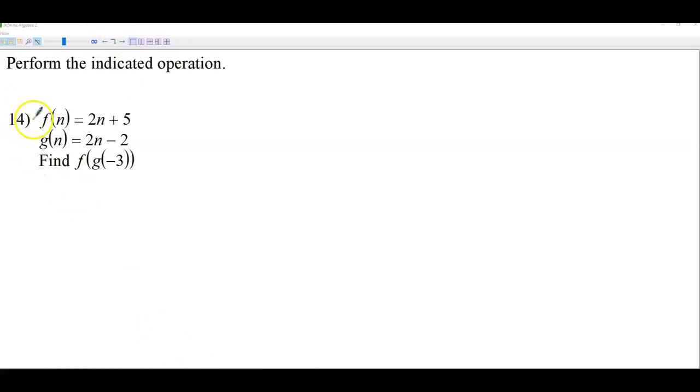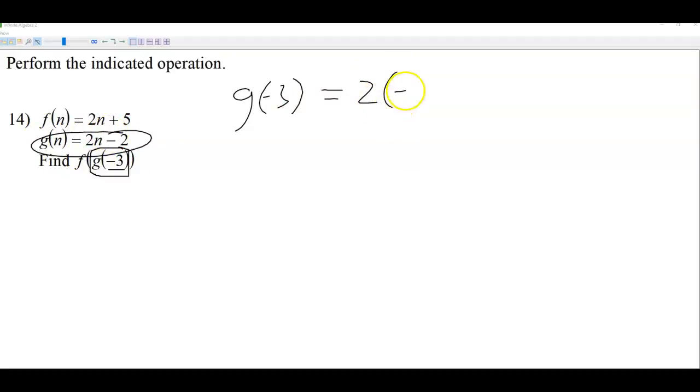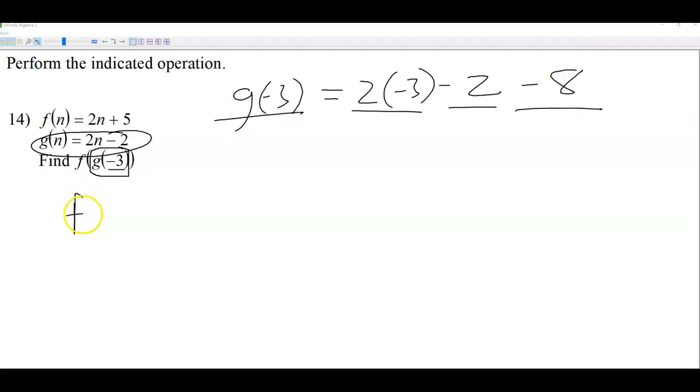One more. This one's a lot like number 12, but once again, instead of an x, there's a number. So how I like to do this is I like to start with the inside function, just looking at g of negative 3. I want to find out what g of negative 3 is. Well, to find that, I would take my g function, and I replace the n value with negative 3. In other words, just plug it in. So I get negative 6 minus 2, which is negative 8. So apparently, g of negative 3 is negative 8. So now that means I can replace this g of negative 3 with what it equals, negative 8.